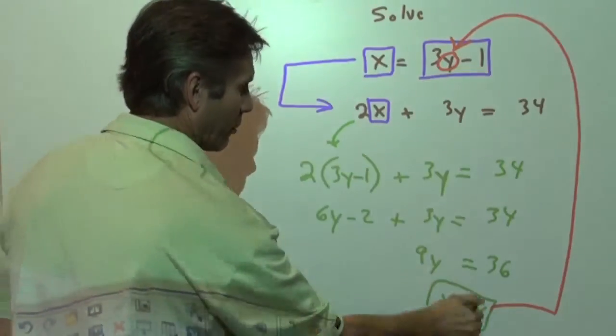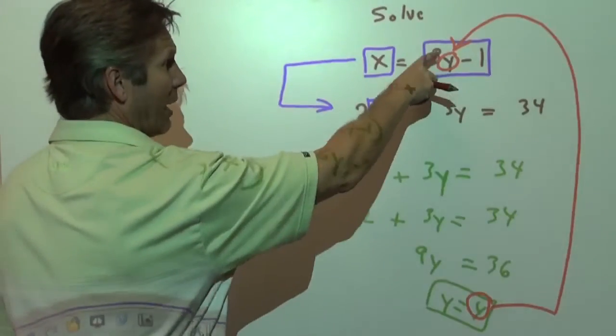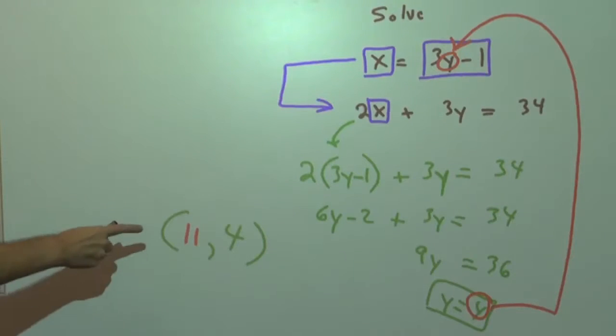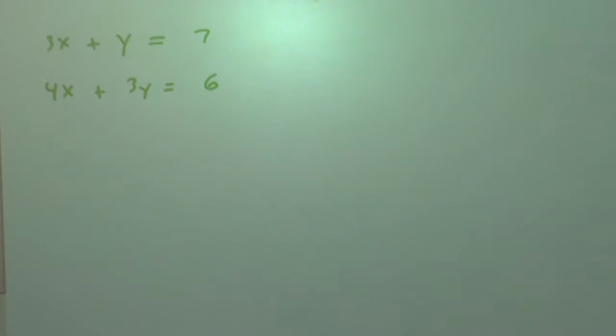So we put a 4 right here. Put the 4 in for y. 3 times 4 is 12, minus 1 is 11. We now know that x is 11. That's the ordered pair solution for both equations.